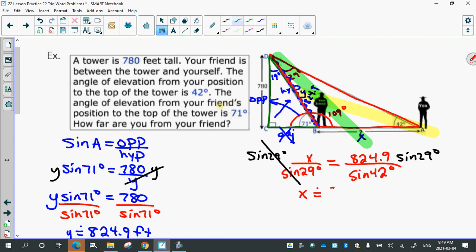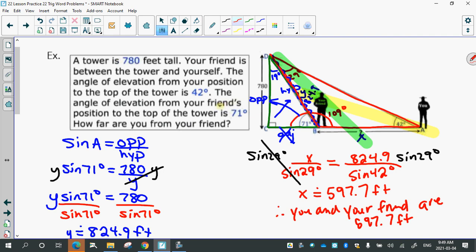597.7. And then see if it asks us to round to anything. Nope. Feet. So therefore you and your friend are 597.7 feet apart. It's a 5.